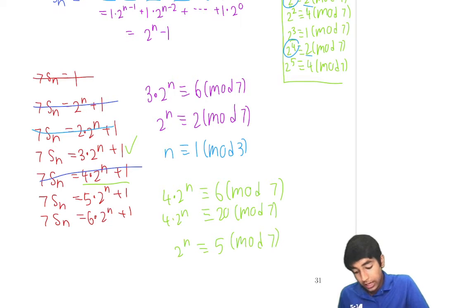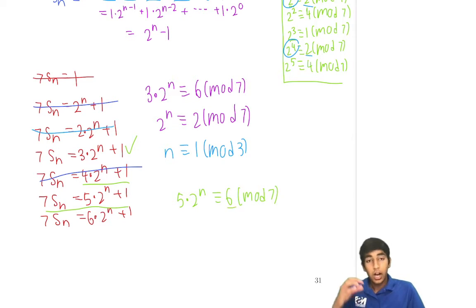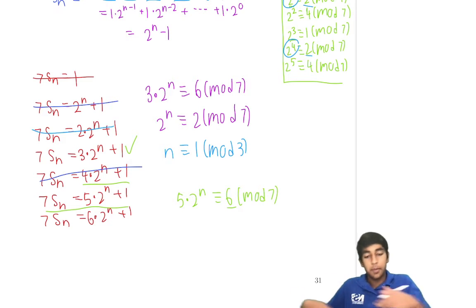Okay, so far we only have one case that works. Are there going to be any others? Let's find out. This over here. 5 times 2 to the n is 6 mod 7. And the trick here is we just keep adding multiples of 7 to 6 until we get a multiple of 5, and then we divide by 5.